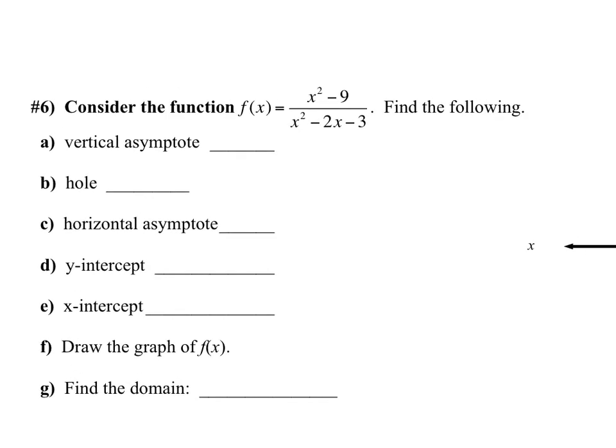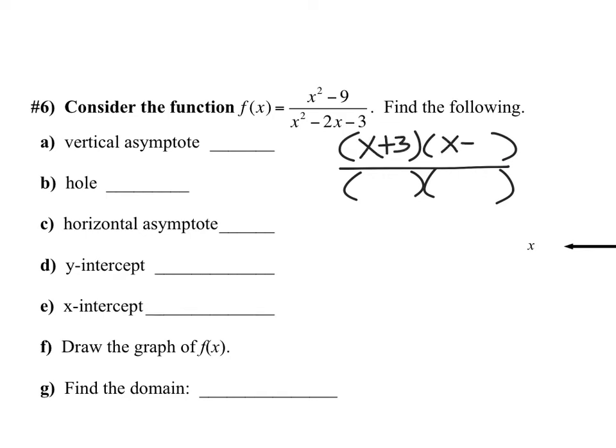So let's go ahead and factor the numerator and factor the denominator. So difference of 2 squares, x squared minus 9. I get x plus 3 and x minus 3. And then on the bottom, I have an x minus 3 and an x plus 1.